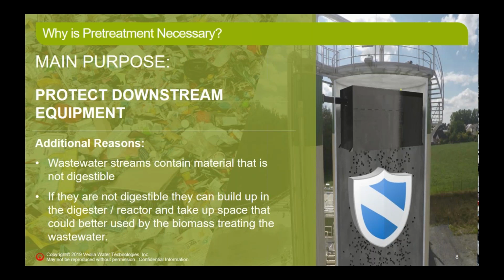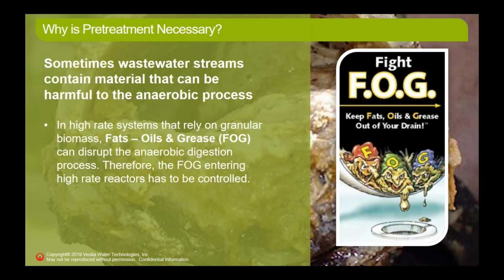You don't want a bunch of plastic bags in your reactor. You don't want pieces of plastic. You don't want 2x4s in there. The 2x4 would be digestible to an extent, but you don't want them in your reactor. That's not what UASB and EGSB reactors are designed for. UASB and EGSB type reactors are designed to treat soluble COD, that is, materials that are dissolved in the wastewater. So if there's something in your wastewater stream that's not soluble, we want it out of there.